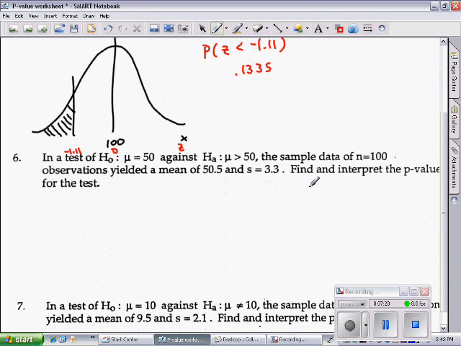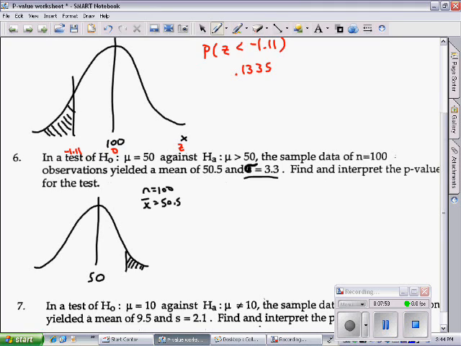Alright, let's look at number 6. Number 6 takes it a little bit further, and first I want to make a change. Instead of S right here, I want to change that to sigma. So sigma is 3.3. I draw a picture. The mean here is 50. I've got a one-sided greater than test because HA says mu is bigger than 50. And now I've got n equals 100, x bar equals 50.5, and sigma equals 3.3. Now it says find the p-value.